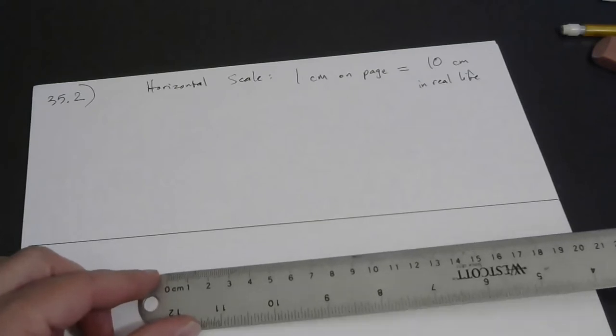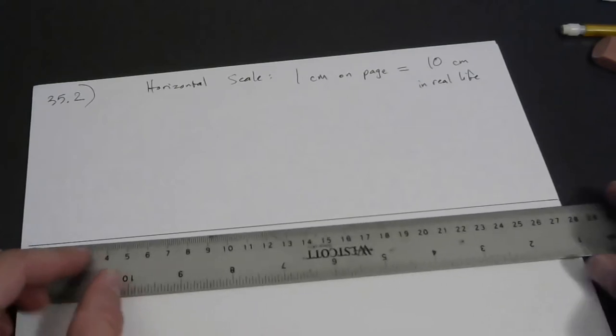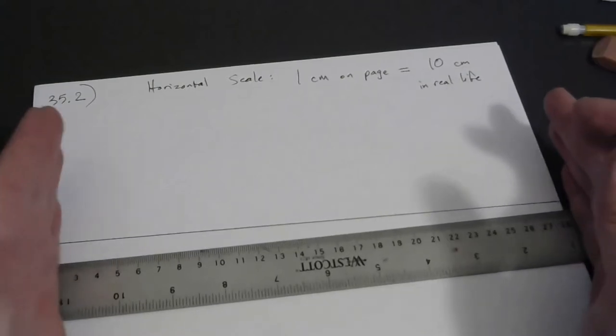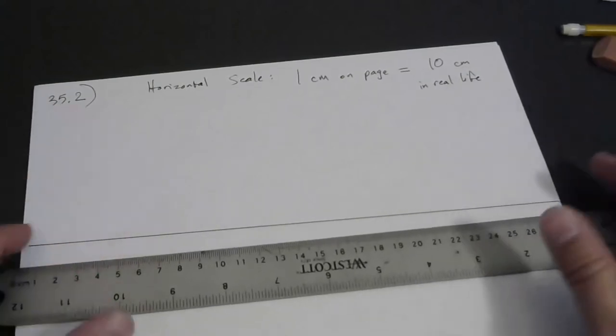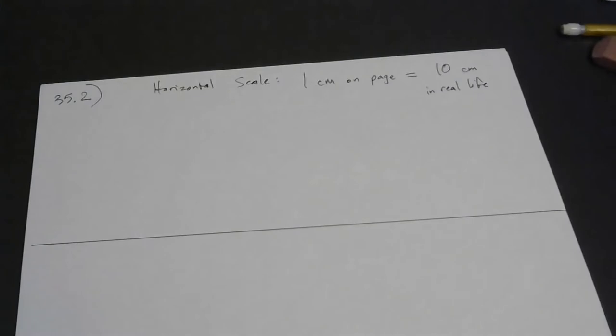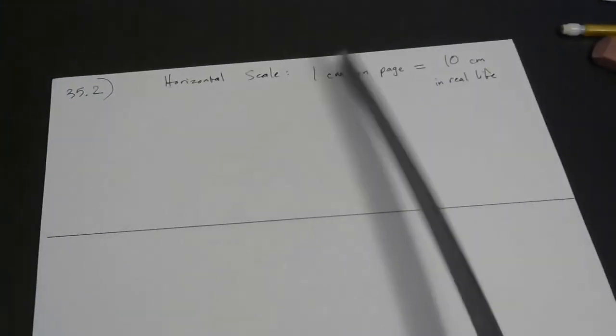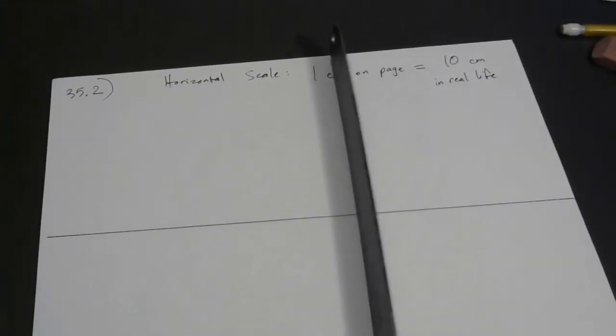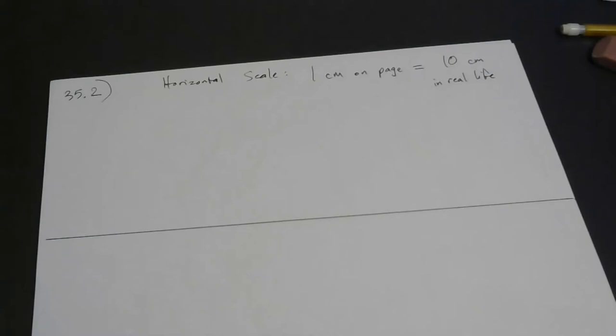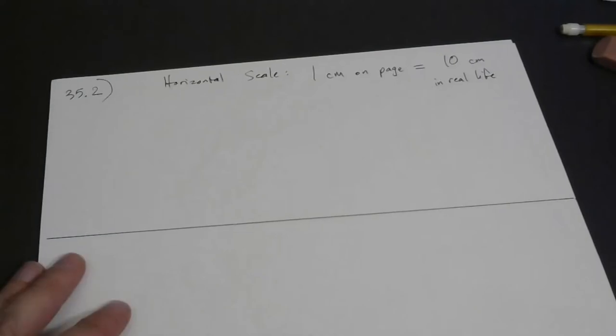The two lenses are 160 centimeters apart. Well, this paper is nowhere near 160 centimeters. That's almost 2 meters. So we'll have to scale things down horizontally. We can actually choose a different scale vertically. The vertical scale has nothing to do with the horizontal scale, which is a little surprising.